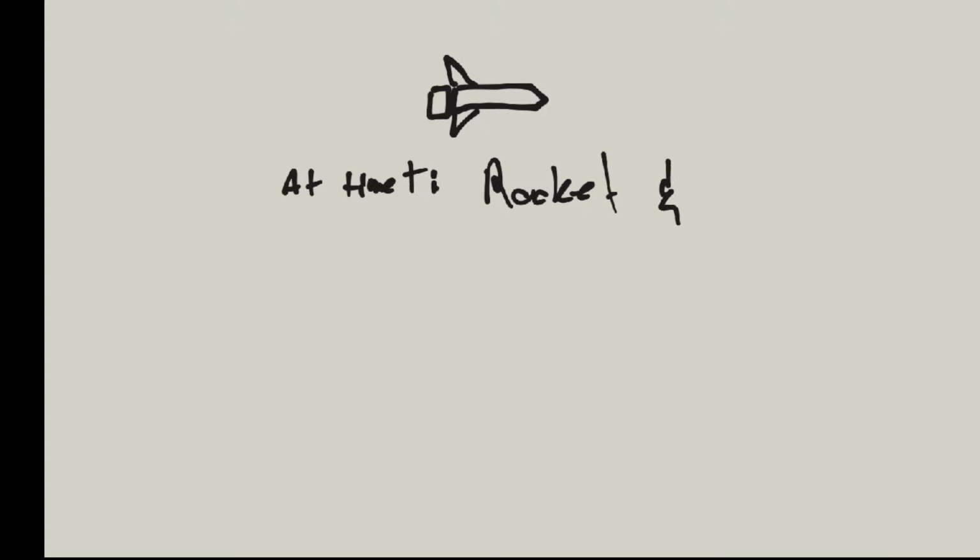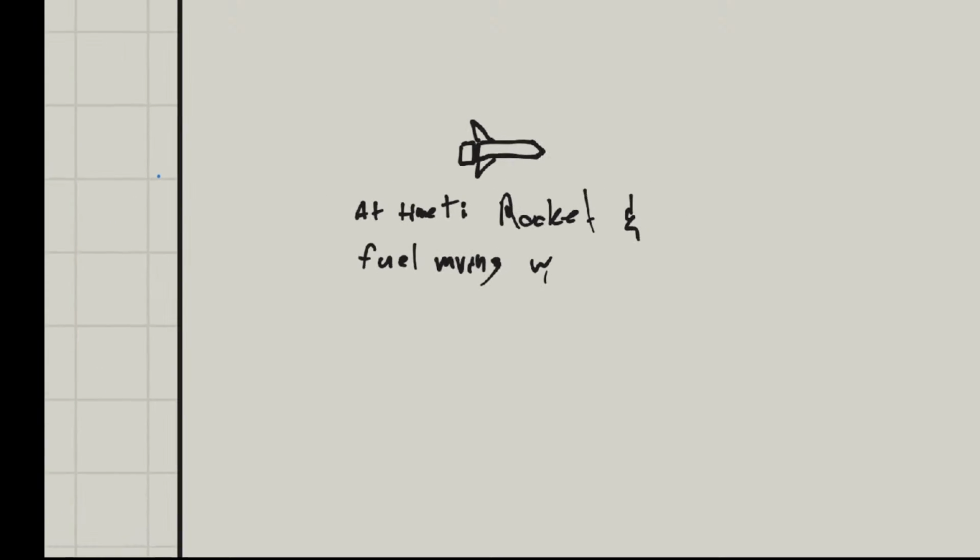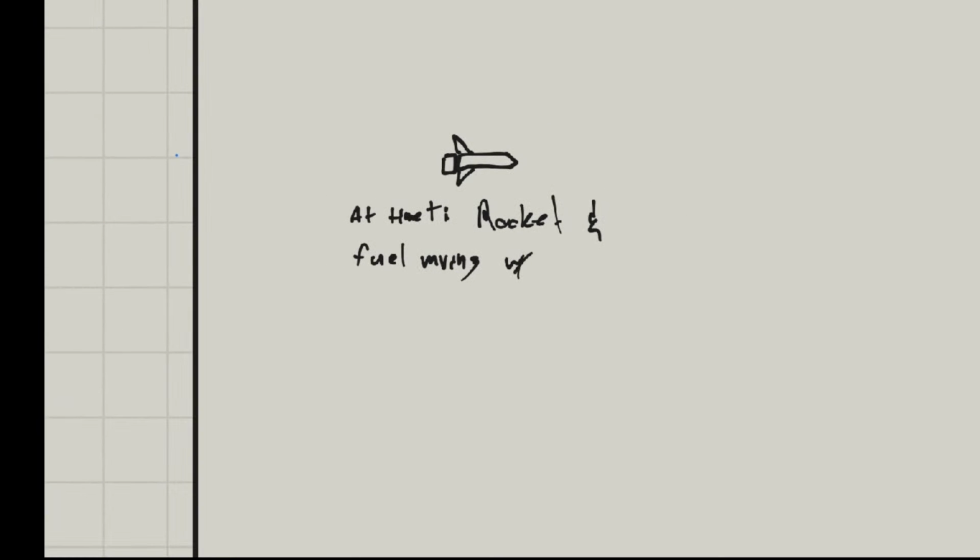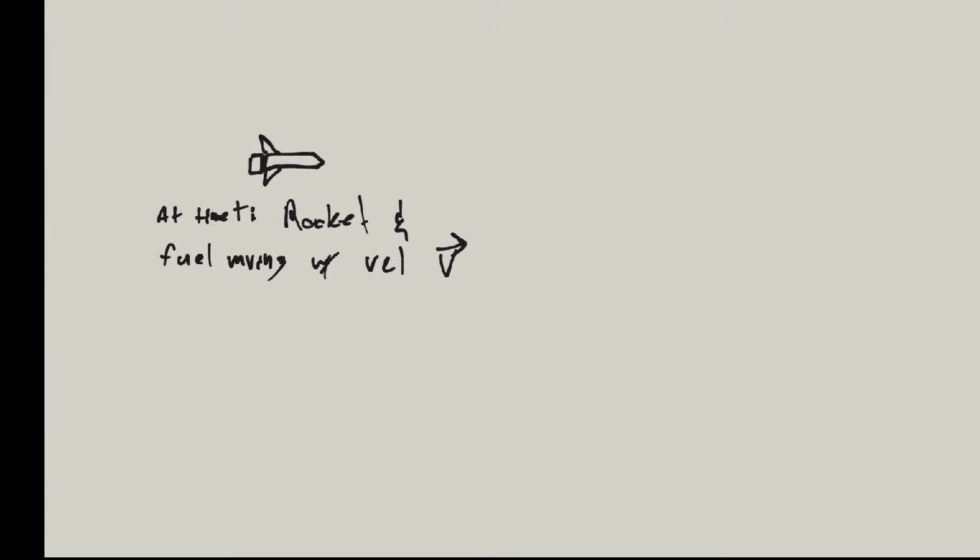and fuel. That's not how you spell fuel. How do you spell fuel? There's an E over there. Fuel moving with velocity v. Okay, simple enough. So at time t, the rocket and the fuel are moving with a certain velocity v.